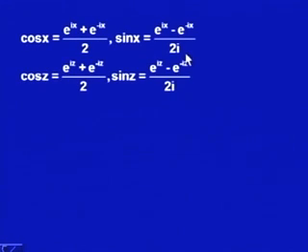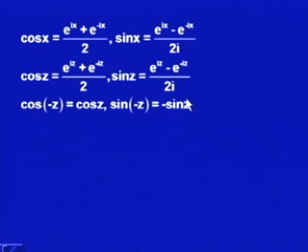We will continue with this definition. Cos x is equal to e to the i x plus e to the minus i x by 2, sin x is equal to e to the i x minus e to the minus i x by 2i, and cos z is equal to e to the i z plus e to the minus i z by 2, just an extension of this, and from here sin z is equal to e to the i z minus e to the minus i z over 2i. From these formulae one can easily notice that cos of minus z is the same as cos z and sin of minus z is equal to minus sin z.